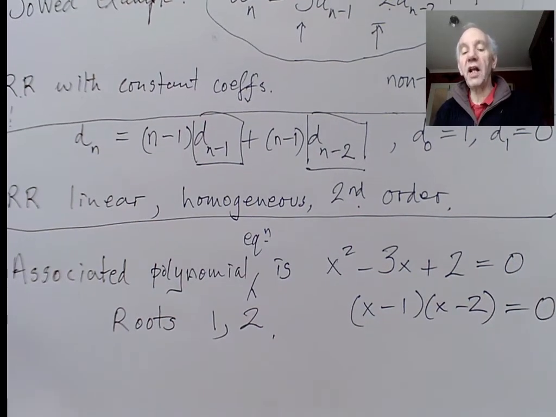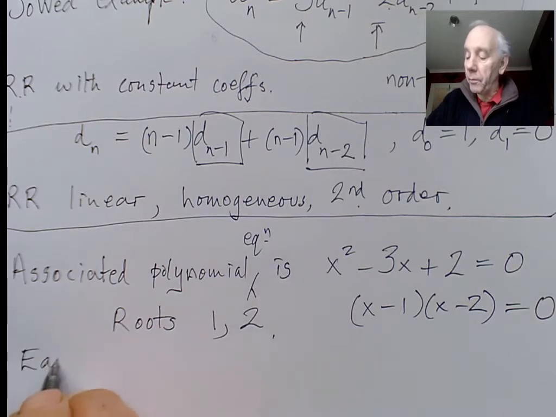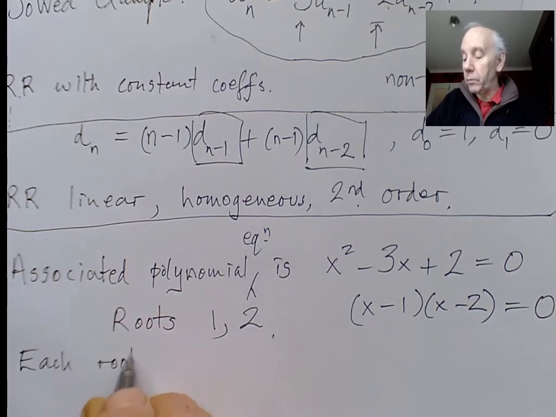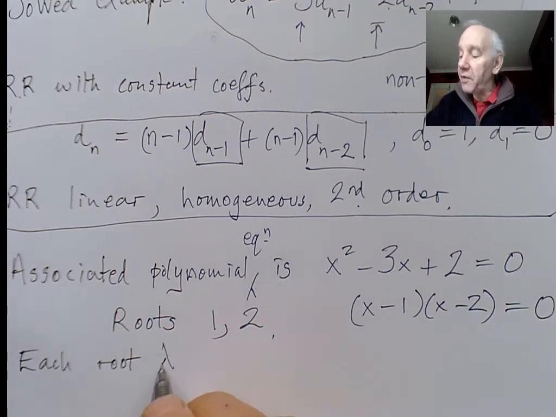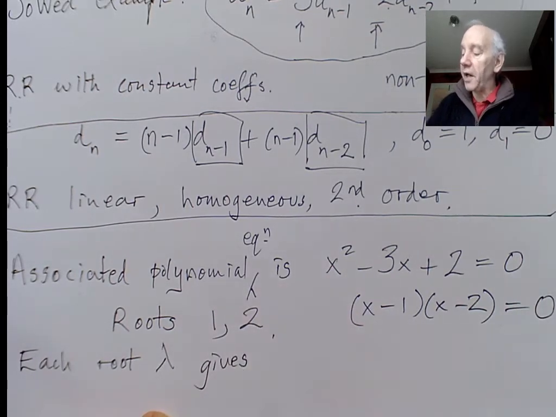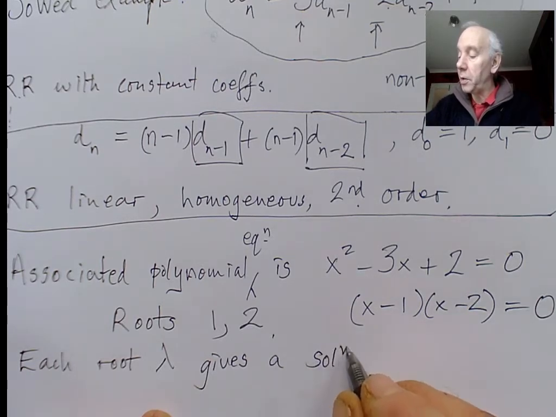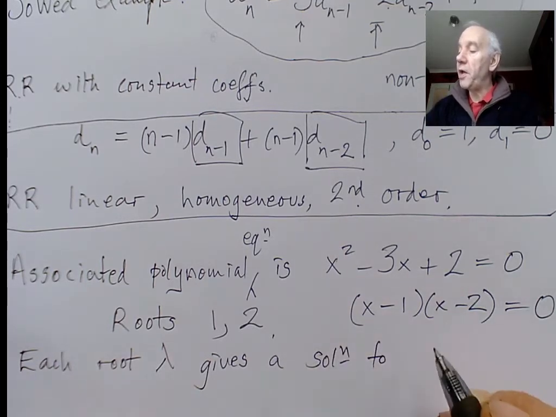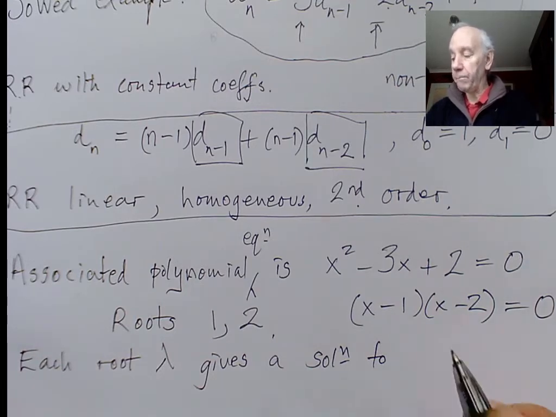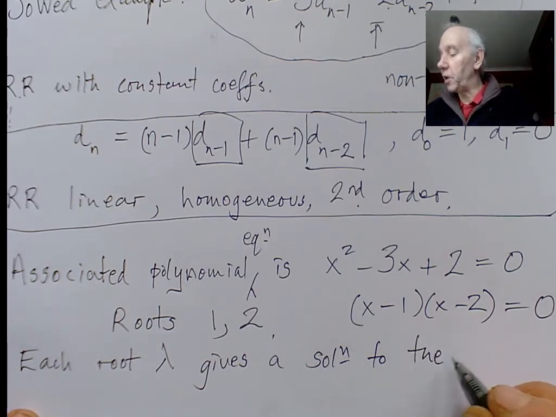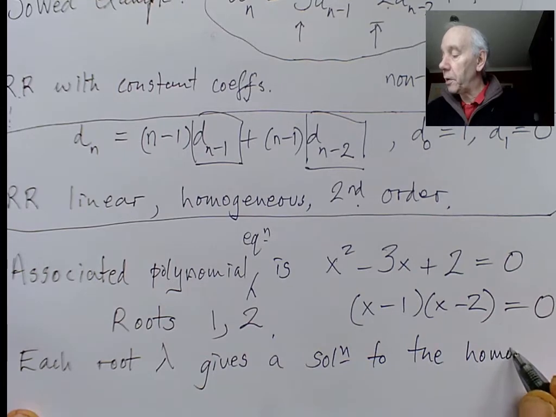And what are the roots telling you? Each root, say lambda, I think I use lambda as a variable in the lecture notes. Here I'm using x, but it doesn't matter. Each root lambda gives a solution to the homogeneous equation. I'll explain that in a moment.